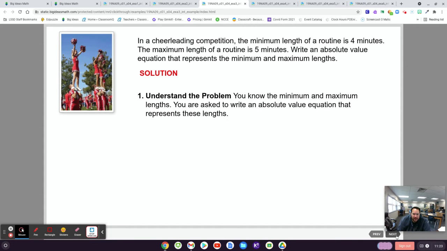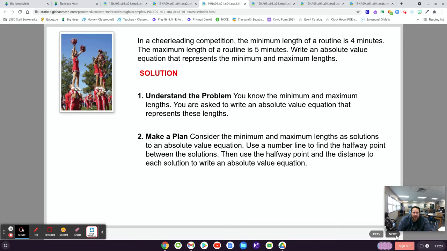So first, make sure you understand the problem. And then you're going to make a plan. Consider, this is the big trick to these. Consider the minimum and maximum lengths as solutions to an absolute value. Use the number line to find the halfway point. So anytime you're solving or writing an equation that has a minimum and maximum, find the halfway point.